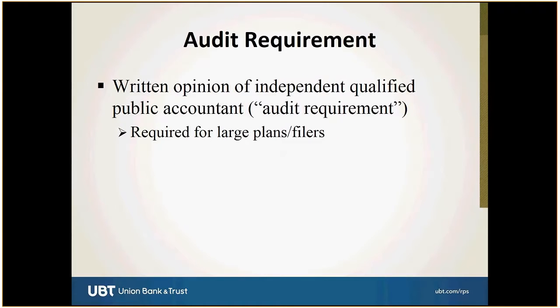So, the audit requirement. It's really a large plan filer issue, and for those large plans out there, you know that you have to get a written opinion from an independent qualified public accountant, and you also know that that is a fairly expensive proposition. And I would encourage you that if you haven't sent out your large plan for a 5500 RFP recently, I would encourage you to do so to see if you can lower those expenses a bit.